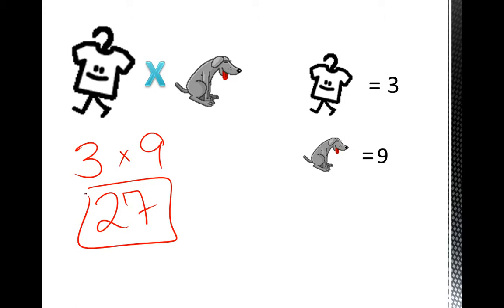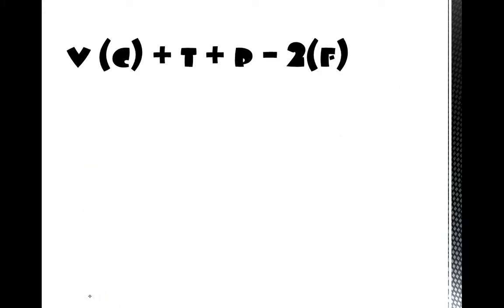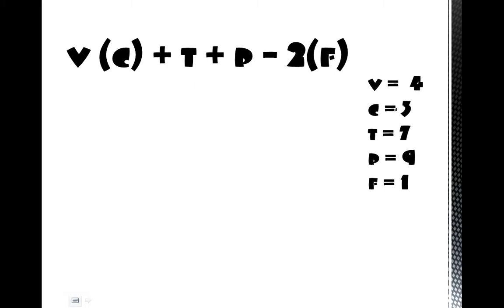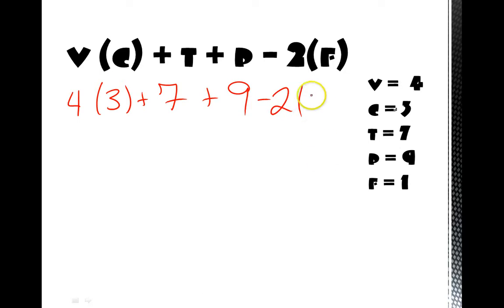Now, expressions with variables can make things look hard, just like you're about to see here. V times C plus T plus P minus 2F. But as long as we're given those values, this is nothing that we haven't covered before. V is equal to 4, so we're going to put 4. C is equal to 3, plus T, which is 7, plus P, which is 9, minus 2 times F, which is 1. So you can see how I've lined them all up. That makes sure I don't make some simple mistakes.